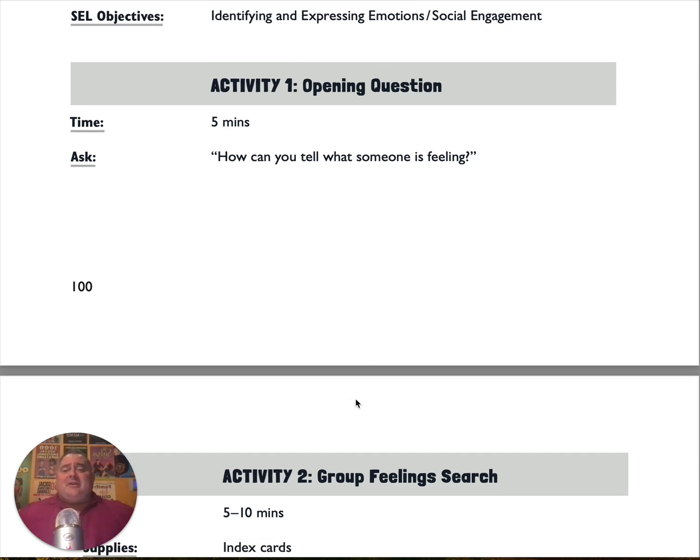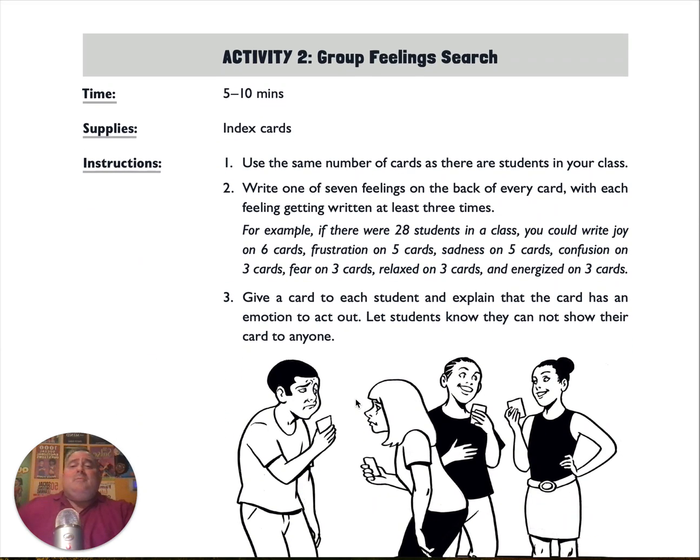Okay, opening question says, how can you tell what someone is feeling? Usually it's the tone, the content, or what they're physically looking like. What they physically look like leads into the next activity. Activity 2, group feelings search.